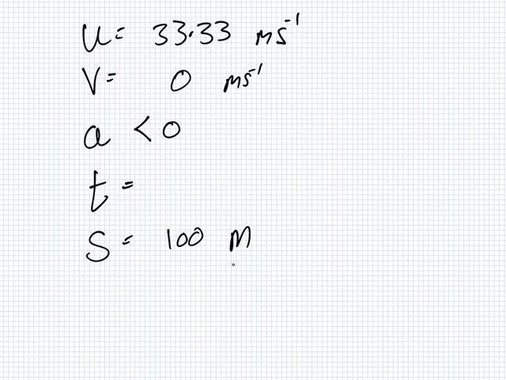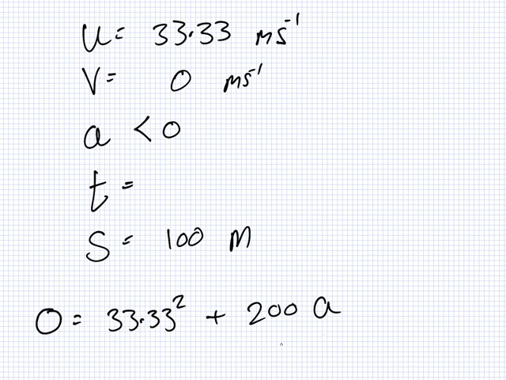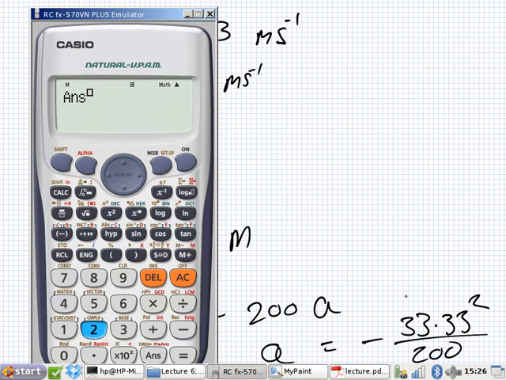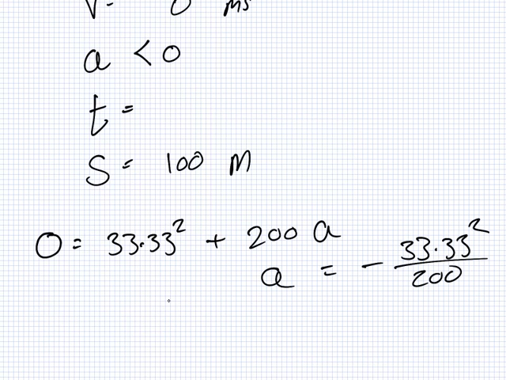Okay, so let me see, what do I want first? I would like the A, so what could I use? V squared equals u squared plus 2as. So the a is minus 33.33 squared over 200. Looking good. Yeah, all the fives. Minus 5.56 meters per second squared.